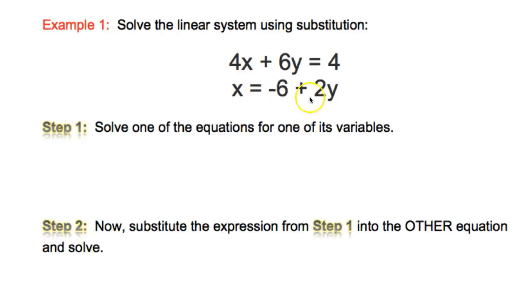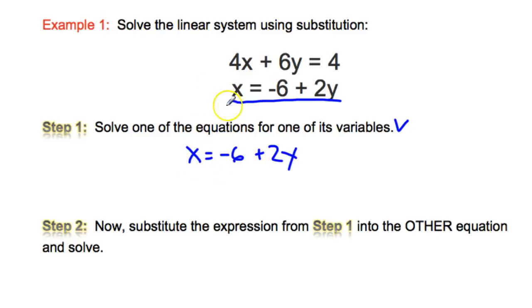If I look at this one right here, it's already x equals -6 plus 2y. So I don't have to do anything. If it's already solved for one variable, that's all you got to do. So I'm just going to write x equals -6 plus 2y. That's it. So I solved one of these for a variable. The variable I solved for was x.